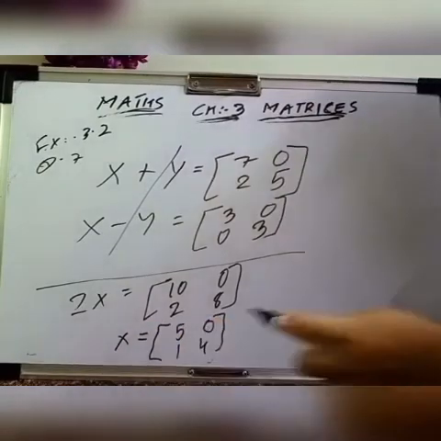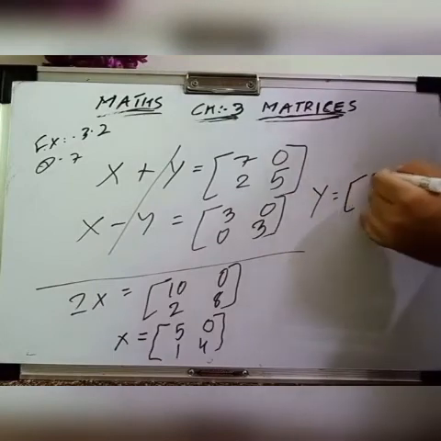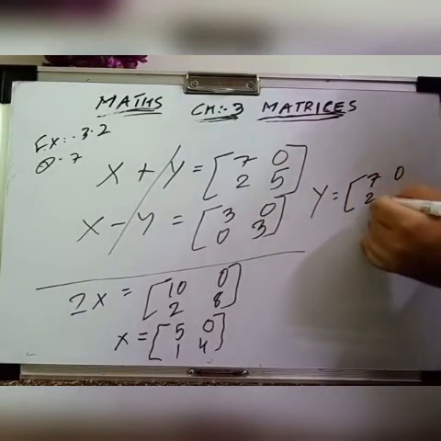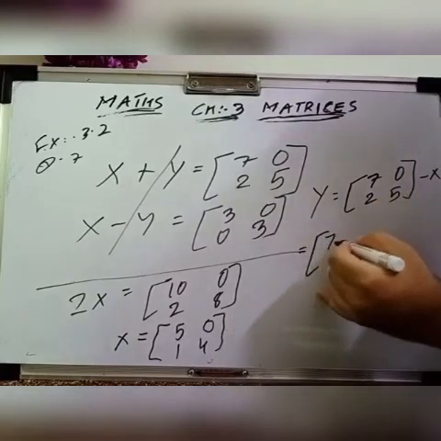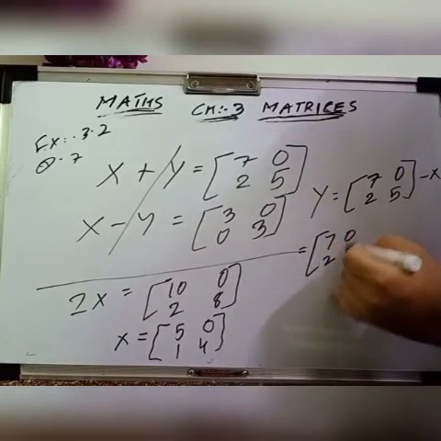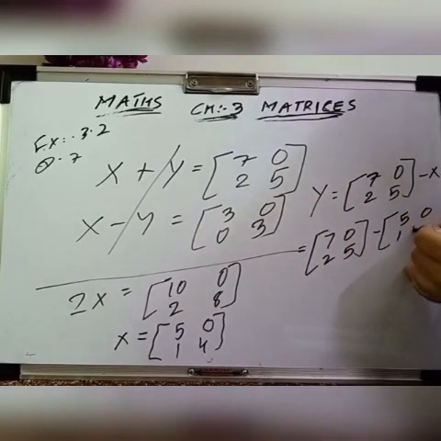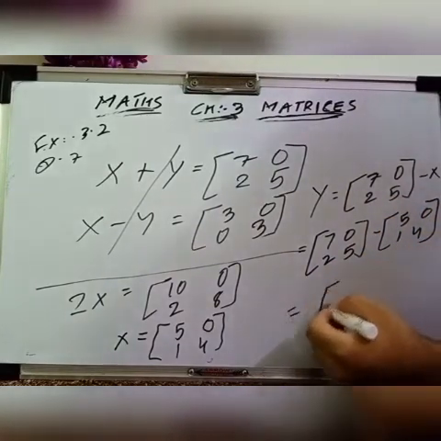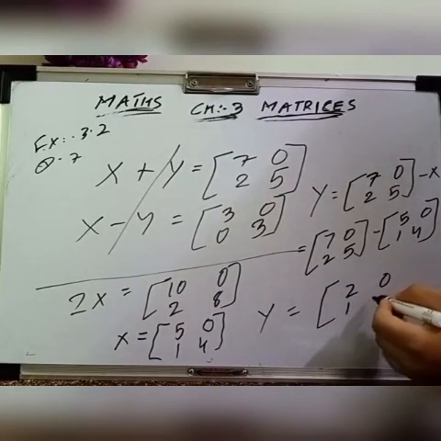Right, now you know that x plus y is this, so y can be written as 7 0 2 5 minus x matrix. So 7 0 2 5 minus value of x matrix is 5 0 1 4. Therefore if I subtract these two, then I will have the value of y, 2 0 1 1.